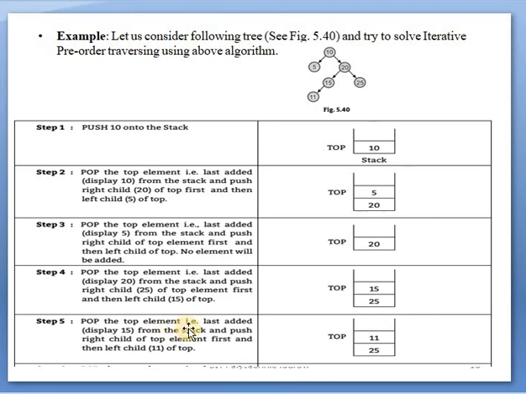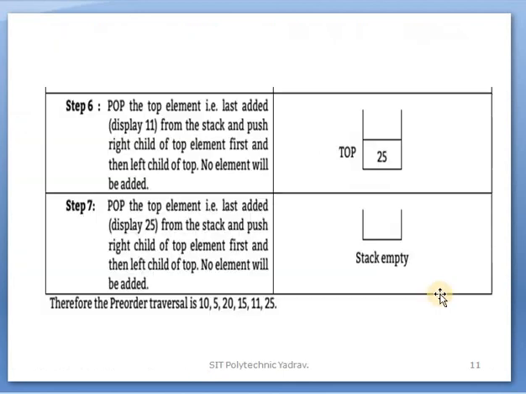After that, from the stack, push the right child of the top element first, and then the left child, 11, of the top. 15 will be removed. After that 11 will be pushed. Next, 11 will be displayed, after that 25 will be displayed. Means pop the top element, which is 11, so 11 will be displayed.